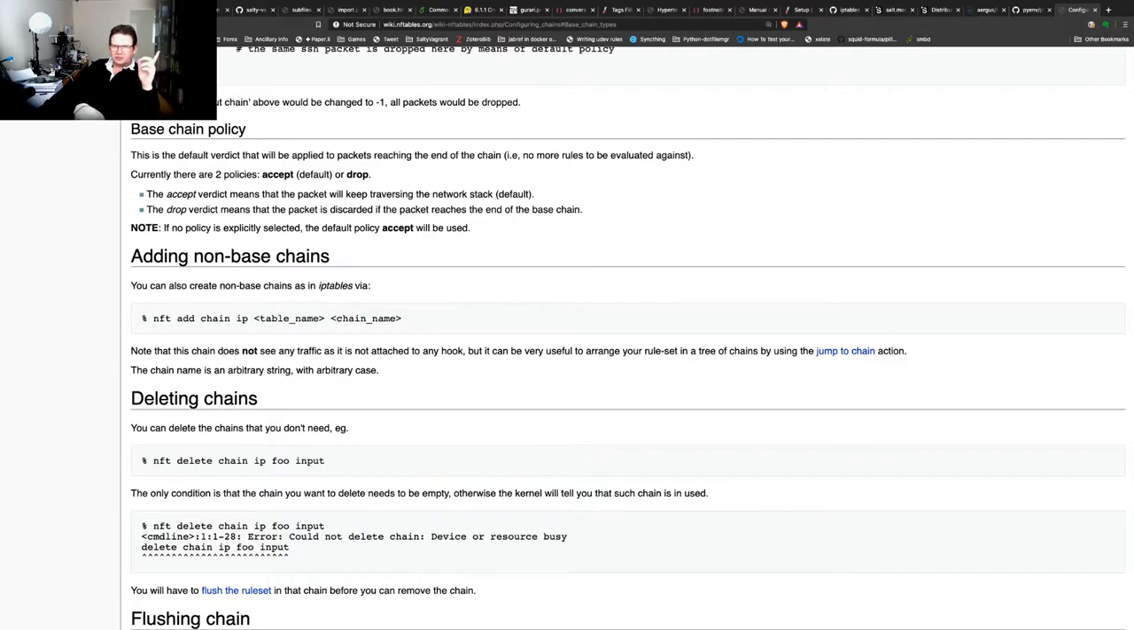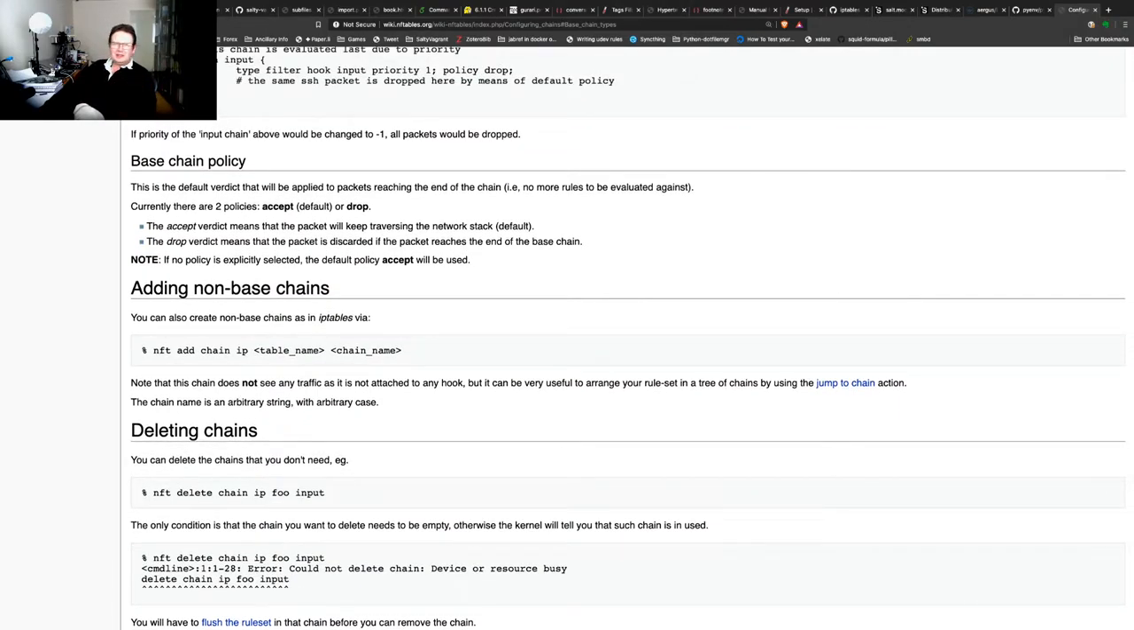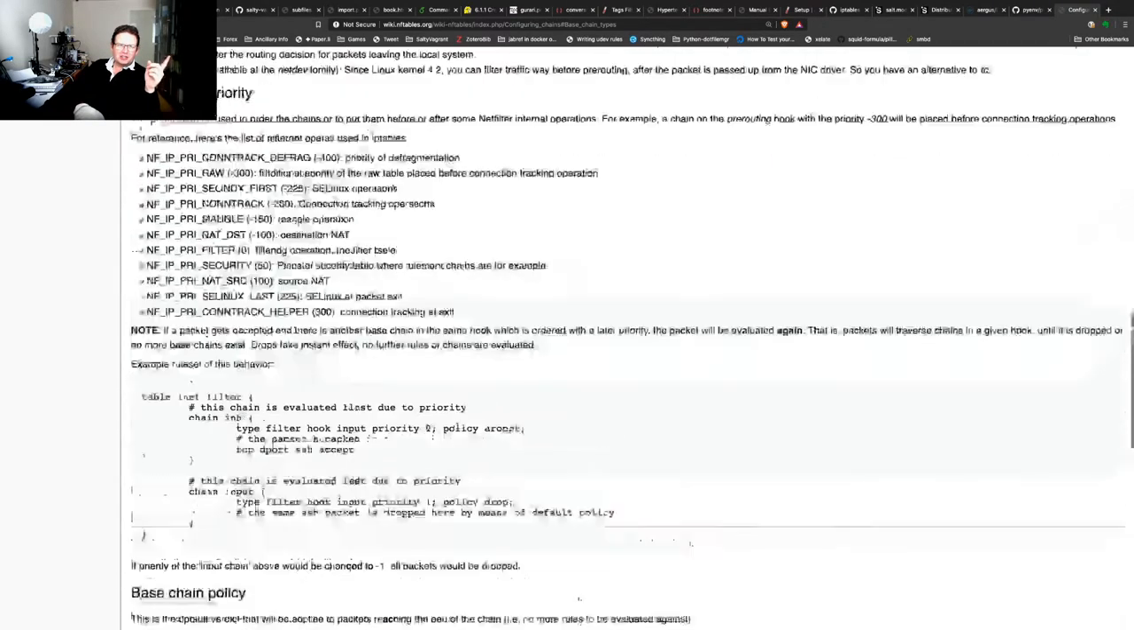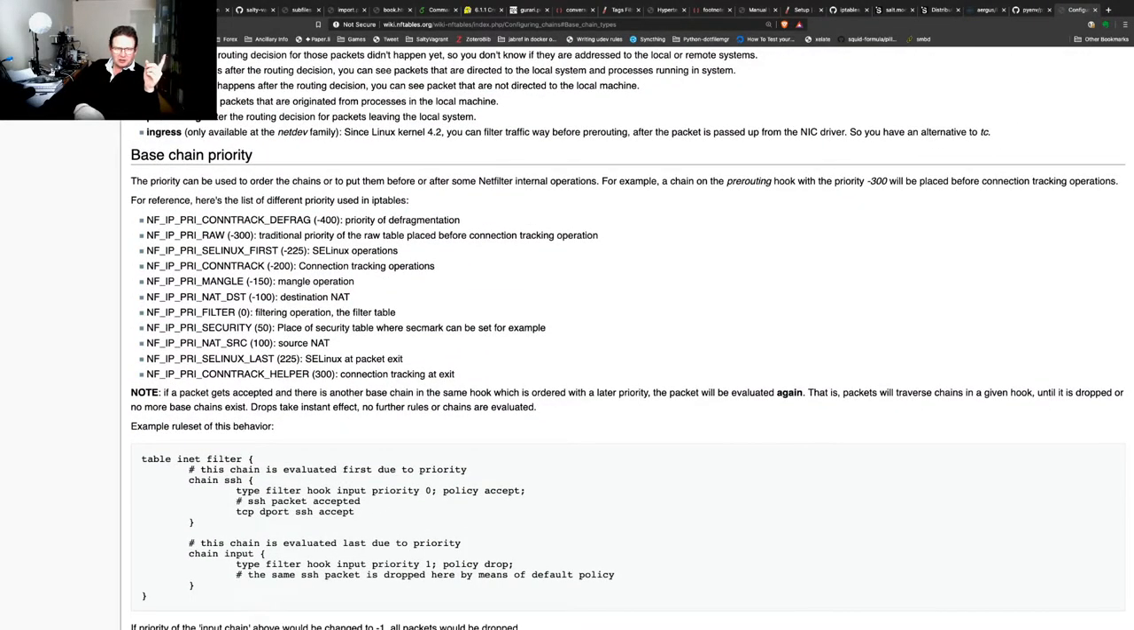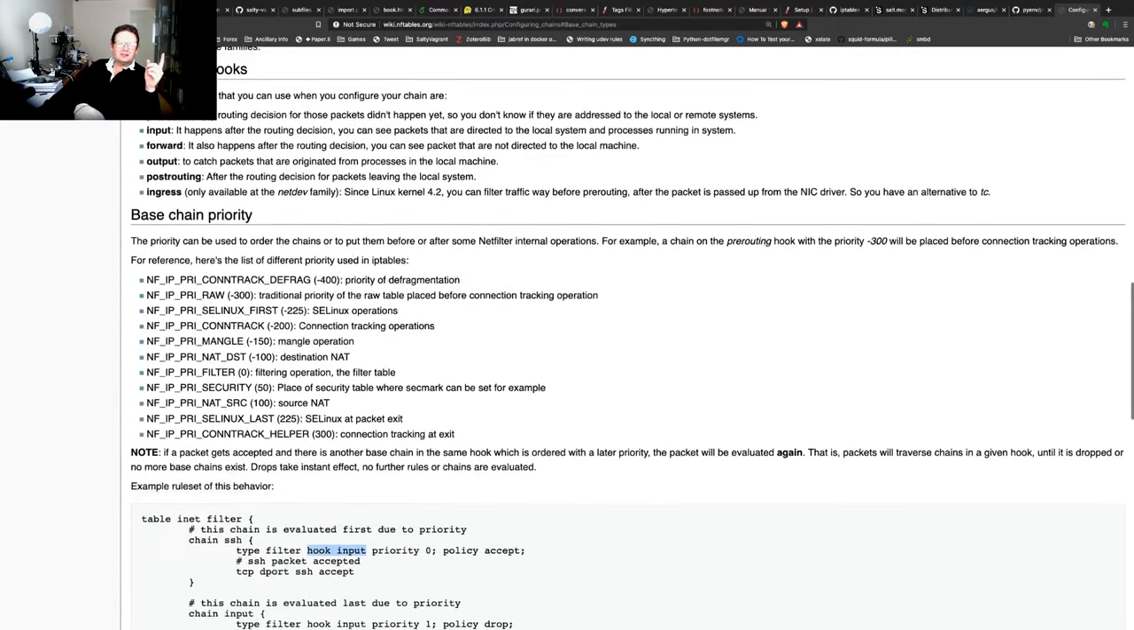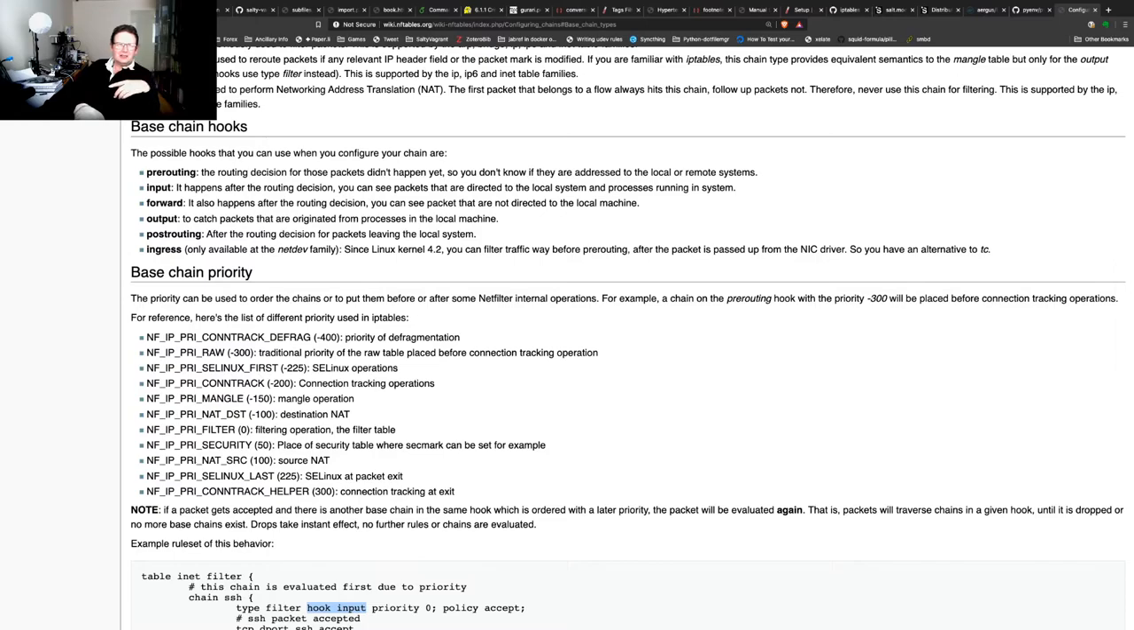Now, non-base chain, right. Why would you need a non-base chain? Remember, a base chain is a chain which is associated with a hook like this, okay, and these hooks up here. Now remember, these hooks basically allow you to connect a chain to the operation of the netfilter system. So why would you need a chain which isn't attached to a hook? Because surely then that chain would never be executed. And the answer is, yeah, it could be.